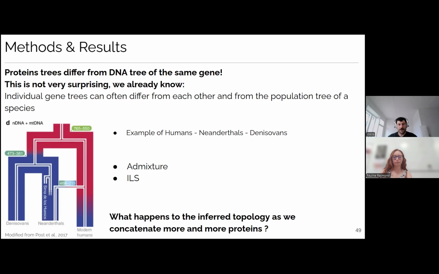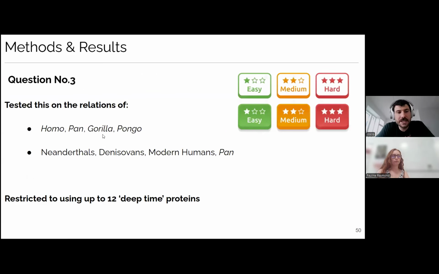But what was more interesting to us is what happens to the inferred tree topology as we concatenate more and more proteins. Theory says that if you add more and more proteins, you should get closer to the population tree. So we wanted to test that and see how that goes. So for this question, we chose to test the relationships of 2 different data sets. One was our previously used Homo, Pan, Gorilla, and Pongo, which I would classify as an easy to medium level of difficulty tree. Medium because, as I said, there is some ILS between these different species and incomplete lineage sorting.